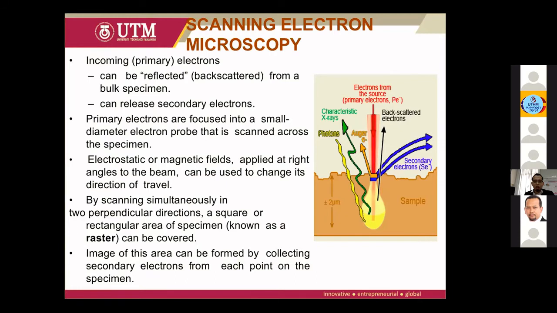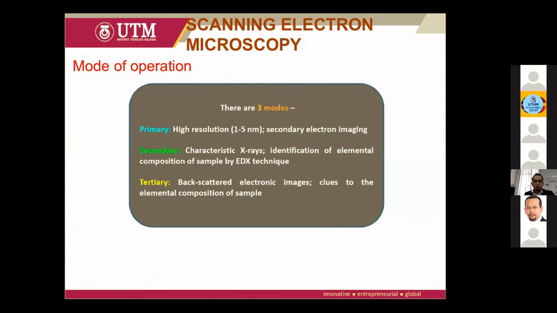Okay, you have the backscattered electron, you have the secondary electron, and there are typically three modes of operation that determine whether you are going to have a good resolution of your image or not. The primary is going to give you high resolution, 1 to 5 nano, while the secondary is usually used in the characterization of your X-rays. This is going to be discussed later on, how we determine the FFT. The tertiary is going to give clues of the elemental composition of the sample. So that is what you can actually obtain by SEM. You have a primary resolution of around 1 to 5 nano, you can do the elemental composition, and you can do electronic images: primary, secondary, and tertiary.